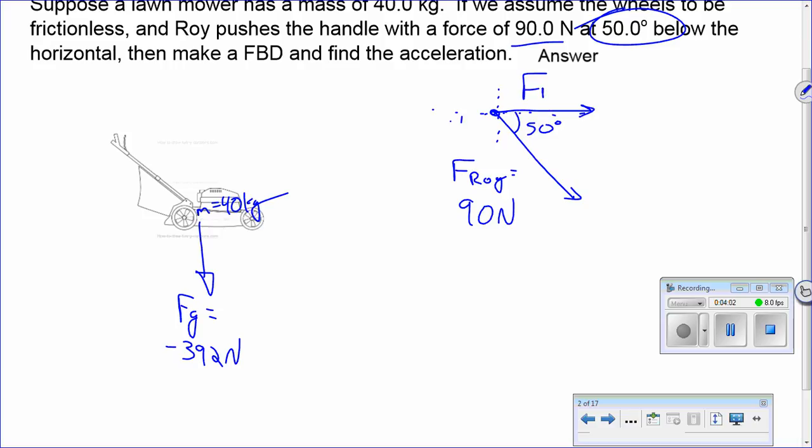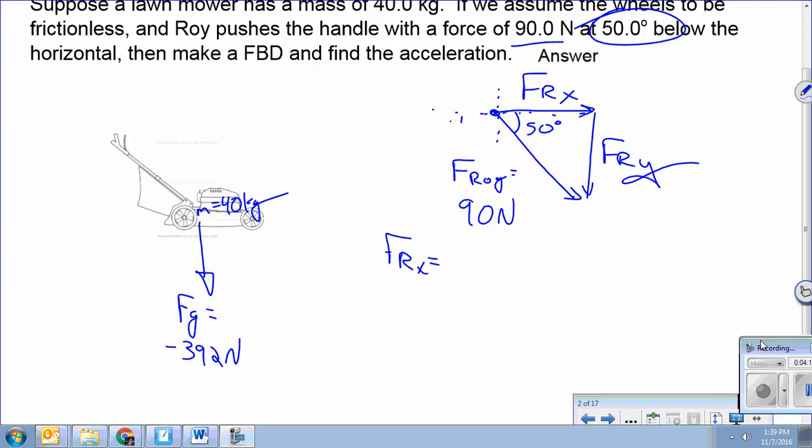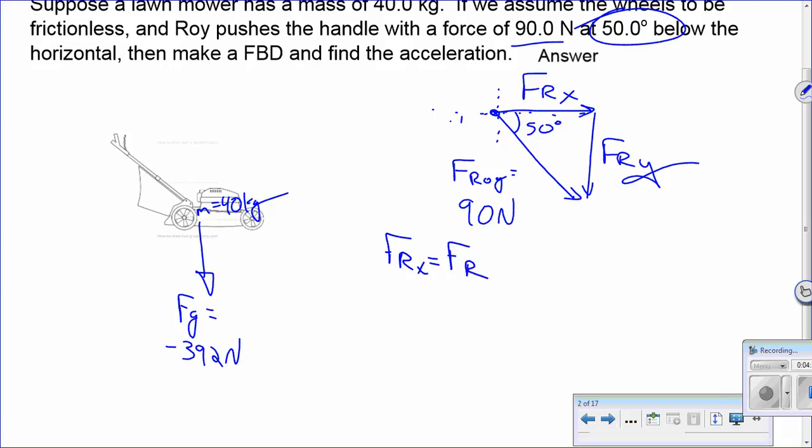So here's the force of Roy in the x direction. Here's the force of Roy in the y direction. And we are going to do some trigonometry. I'm never going to say that again that way. I apologize. Here we go. Force of Roy in the x direction is Fr times the cosine of theta, which for us is 90 newtons times the cosine of 50 degrees. And that gives us a number that I've written on this piece of paper right here. It gives you like 57.851. I'm just going to call it 58 newtons.